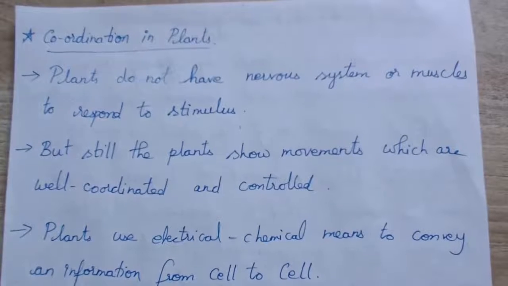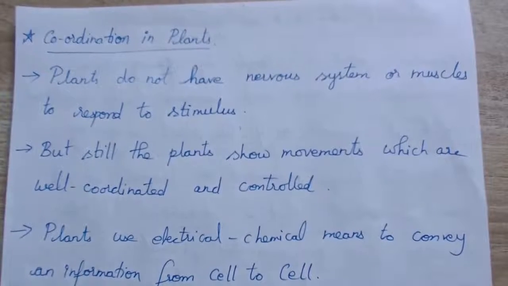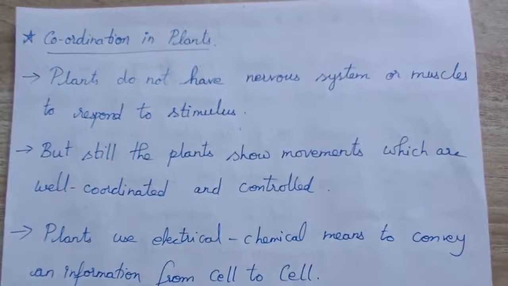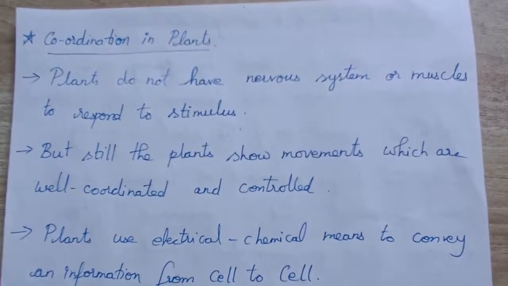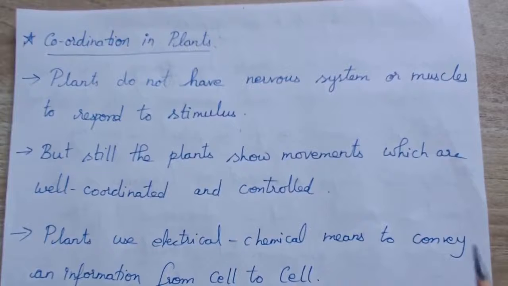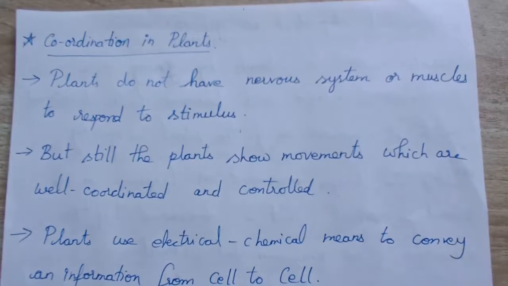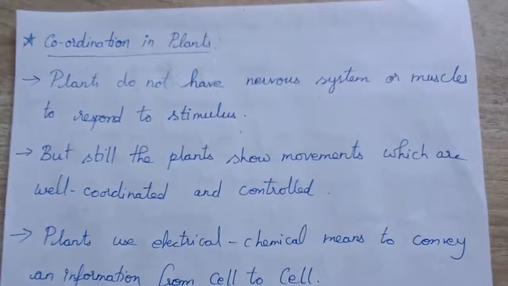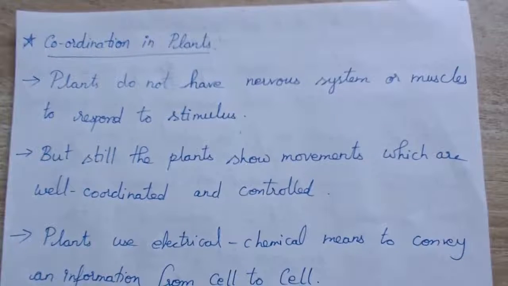Hi dear, today we'll see coordination in plants. In animals, you know that control and coordination are done by the nerves and muscles. It is carried out by the nervous system and muscles. But in plants we don't have any nervous system or muscles. Then how does it respond to the stimulus? How does it respond to the stimulus from the environment?